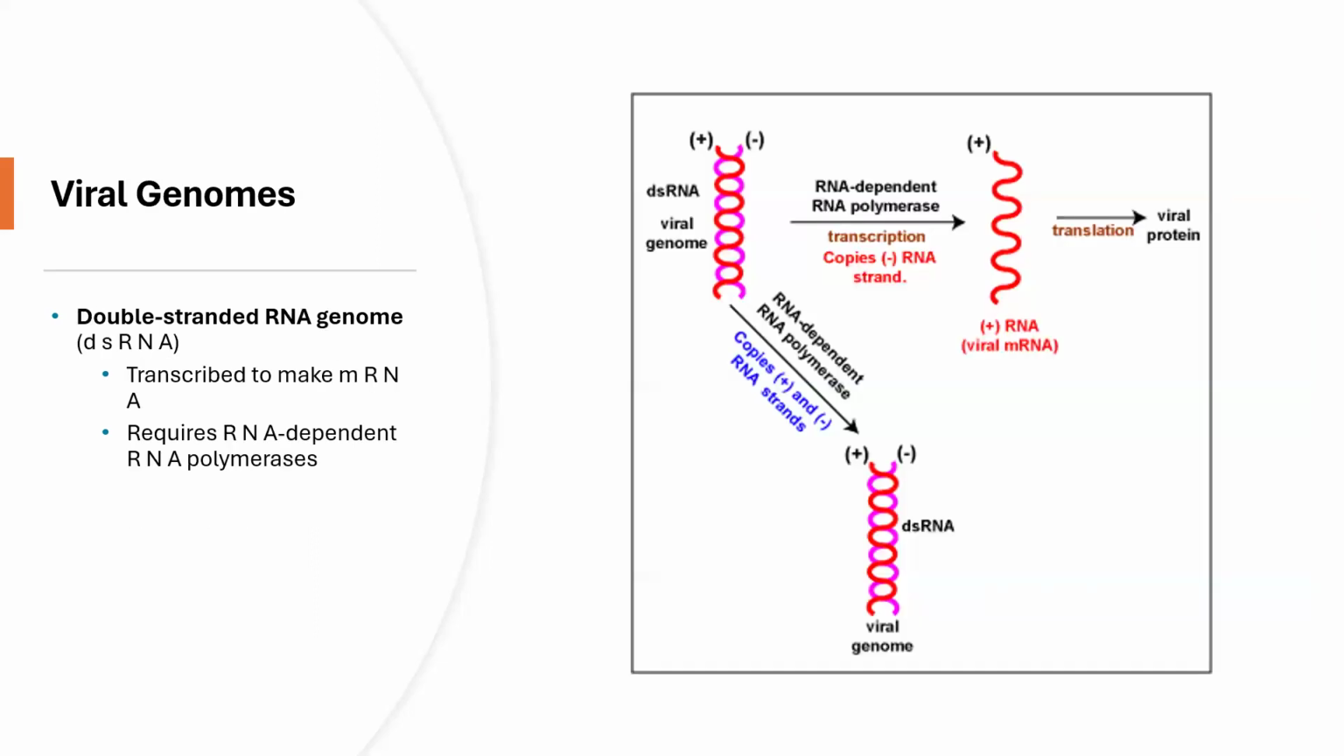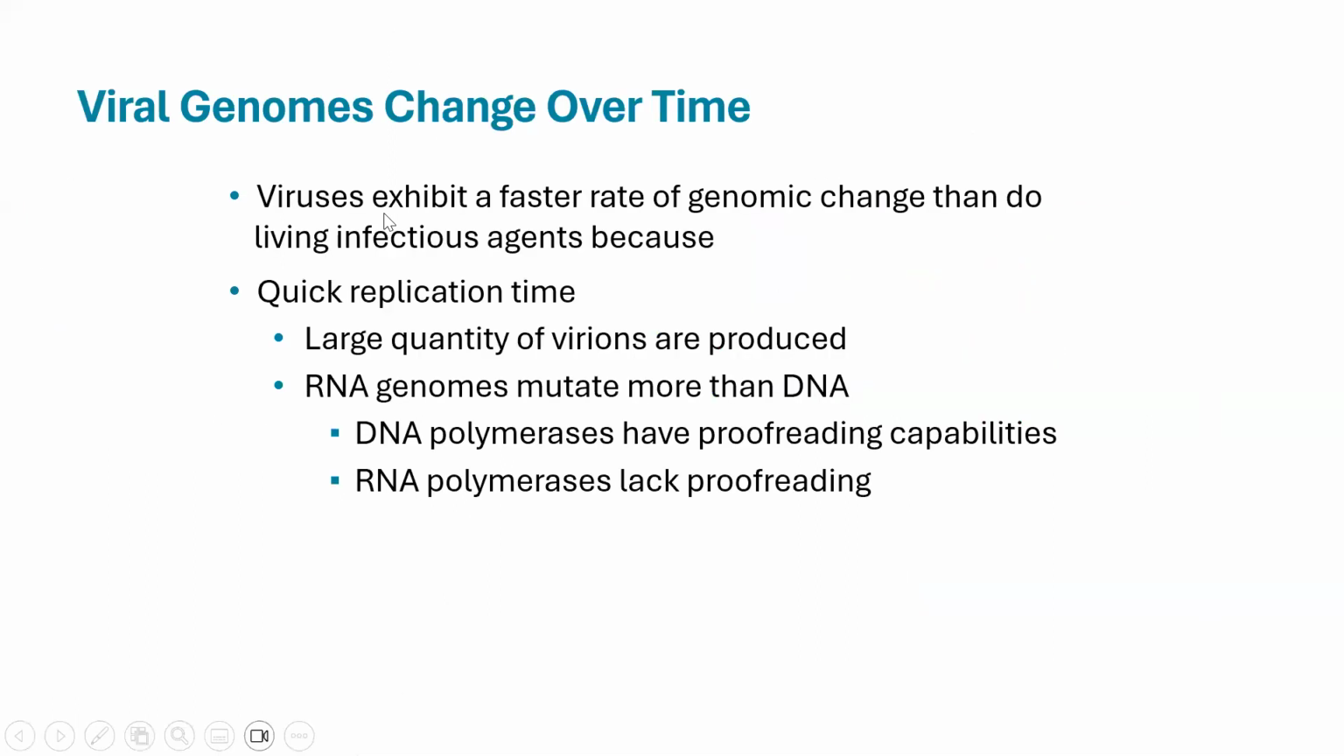In your double-stranded RNA genomes, you've got both forms of RNA. So one of them is going to make your mRNA, right? So the positive RNA strand can be directly translated, and it can also code for an RNA-dependent RNA polymerase to replicate the genome for packaging. All right. So that's a lot of different options.